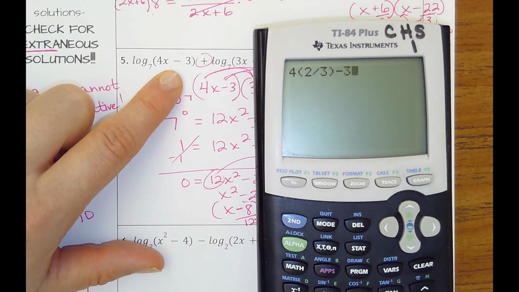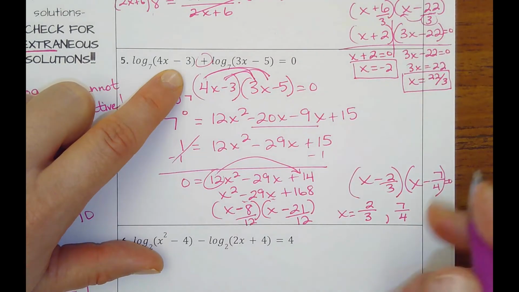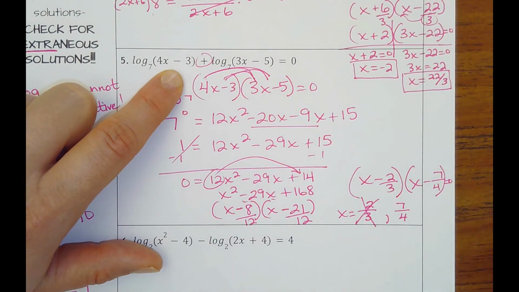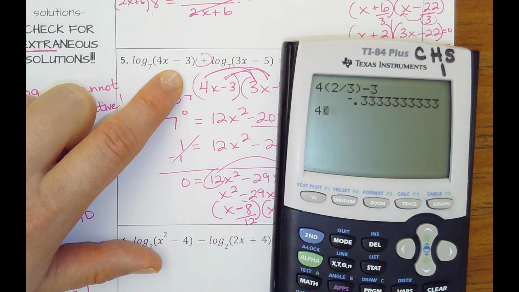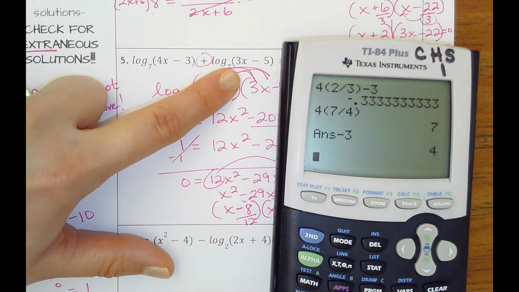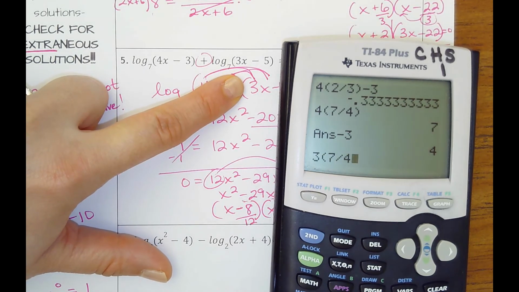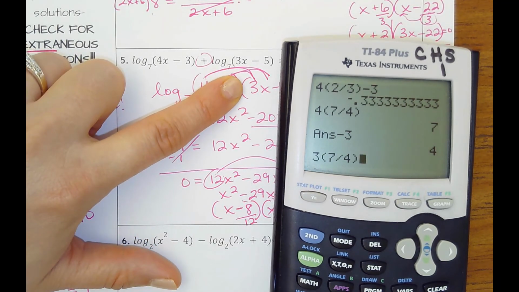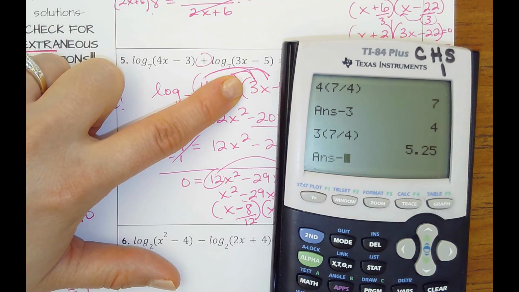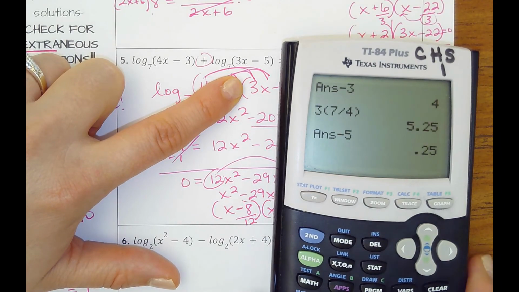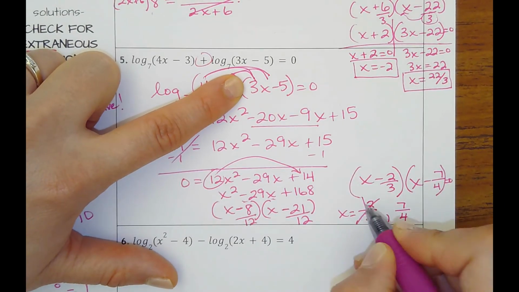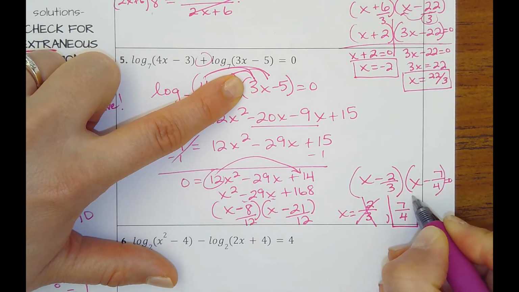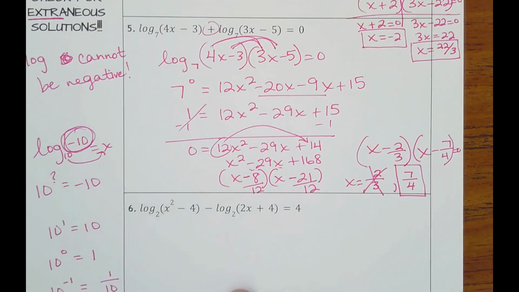That gets a negative, so that one's out. 7/4, so 4 times 7/4. 4s are going to cancel, that's 7. 7 minus 3 is good. And 3 times 7/4 is going to be 21/4 minus 5. That'll be that quarter. So that's good. So we actually get an extraneous answer of 2/3. Our only answer in this case is the 7/4.